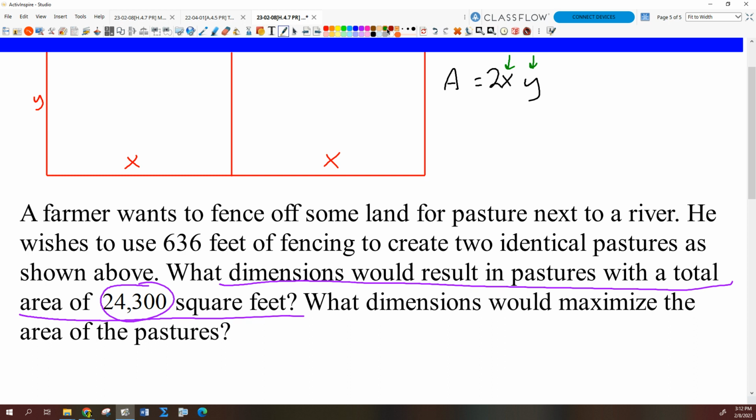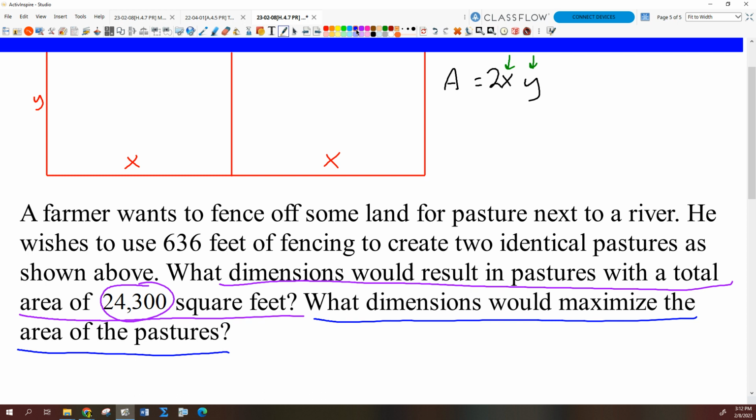I would say in calculus, we haven't used any additional information, but if I just read that bottom question, what dimensions would maximize the area of the pastures? And let's make that the blue question, I guess. With no additional information, I would just say, well, that's easy. I'm going to make mine infinity by infinity, and I win. But what limits me so I can't do that? What do you think?